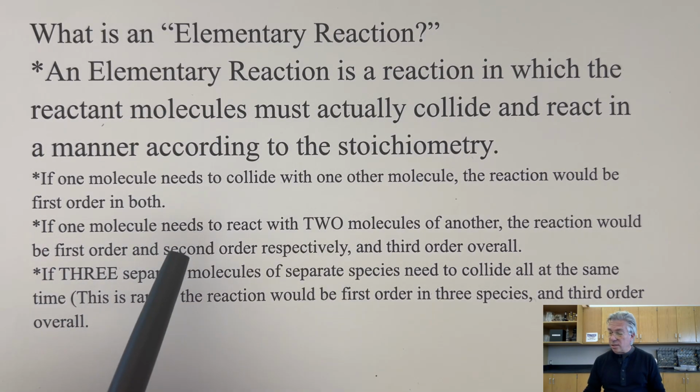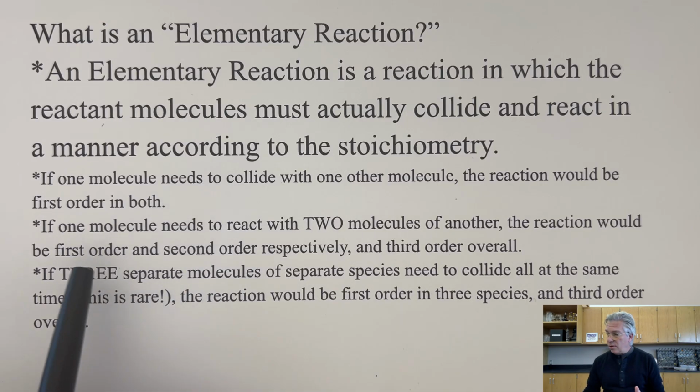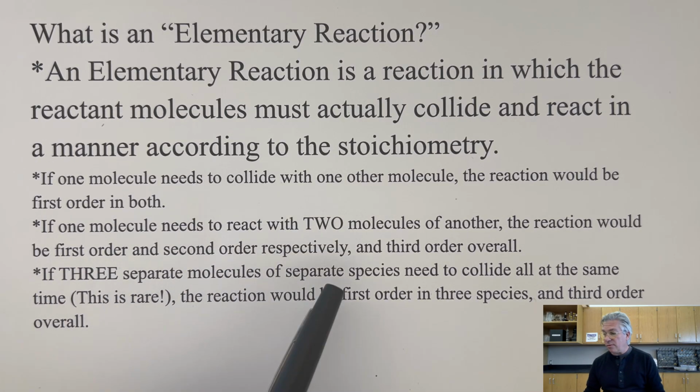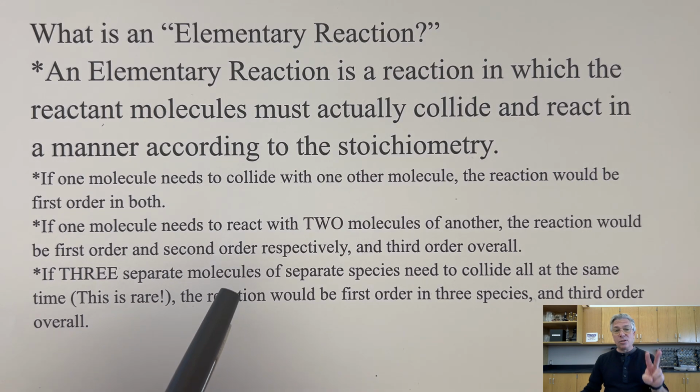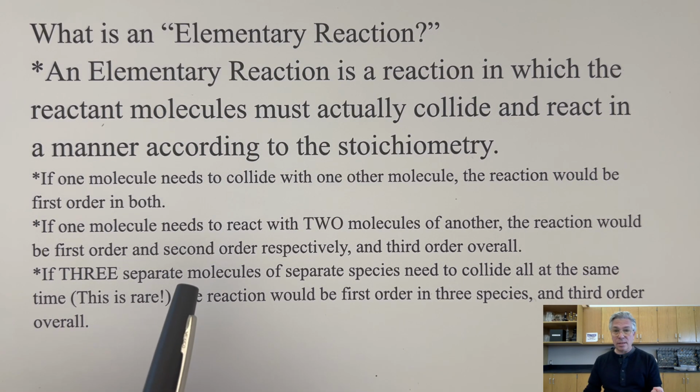If one molecule needs to react with two molecules of another, the reaction would be first and second order respectively, and third order overall. Because there's two of the one molecules, those are doubly important for the collision. And if you don't have both of them, then you wouldn't have the reaction that you're aiming for.